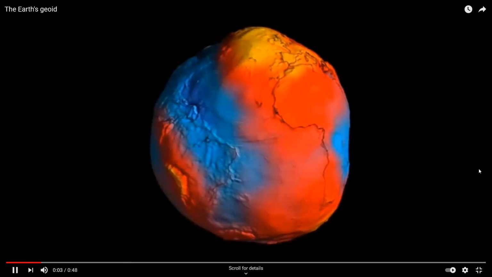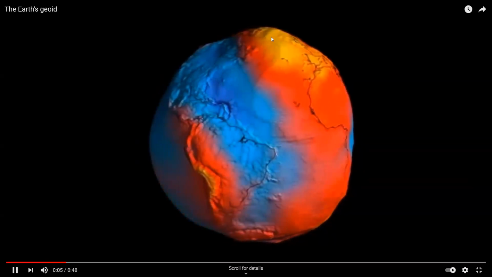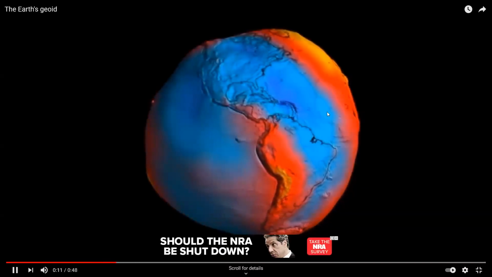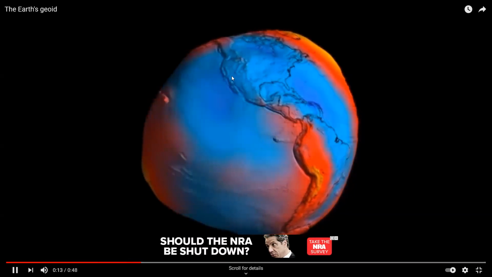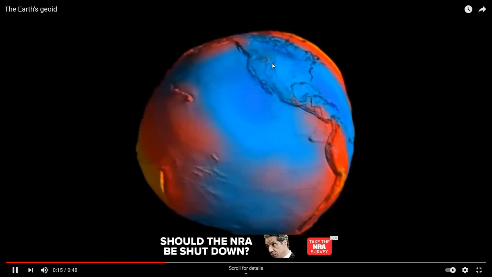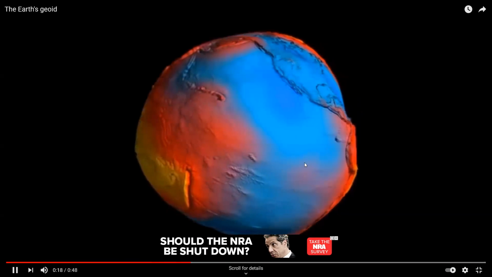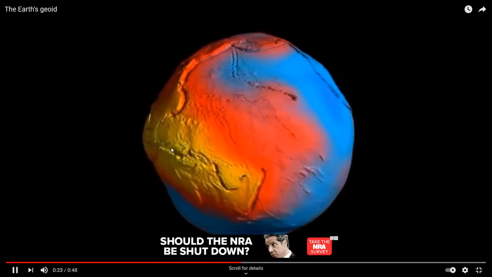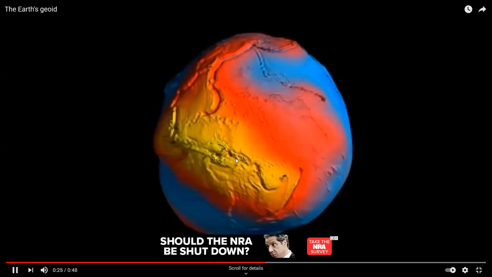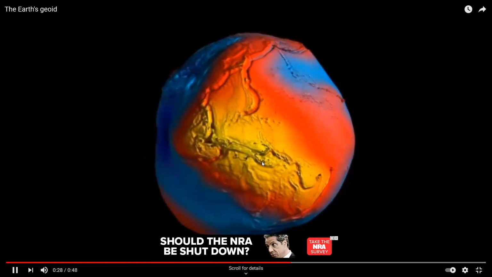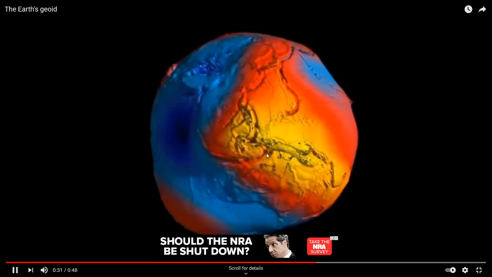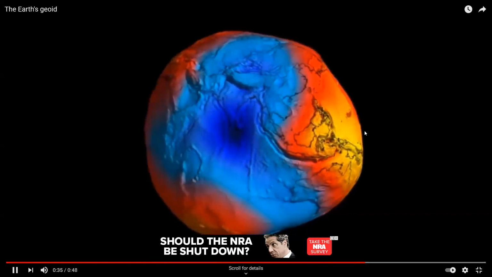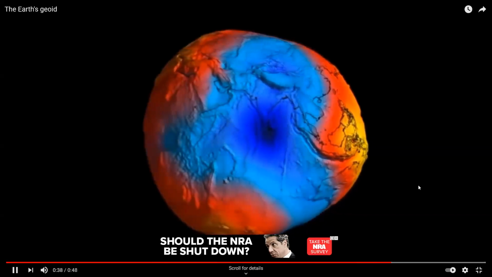So you can see, you get up into Europe, areas like that, especially where some of the mountains are, those areas are much higher. But for example, here in the U.S., it's not quite as high of a gravity field. Likewise here along these trenches, I think that's in the Pacific. Yeah, there's Australia. You can see another high gravity area there.